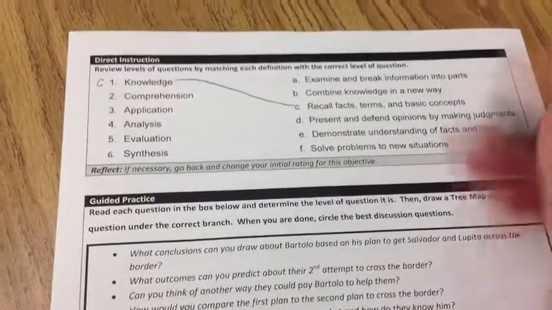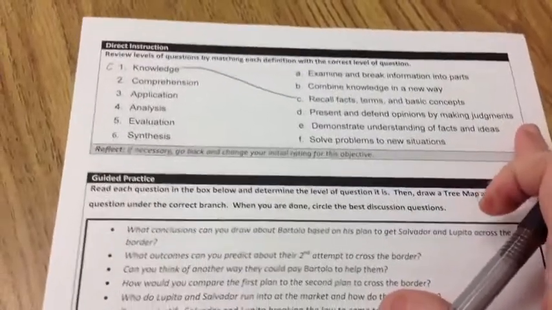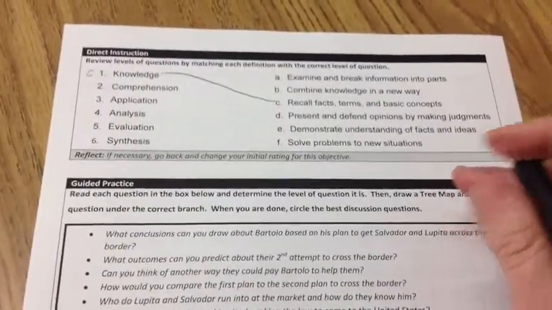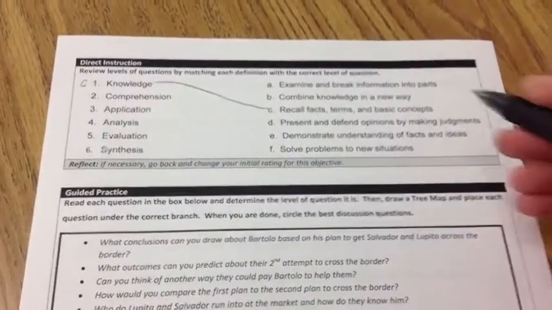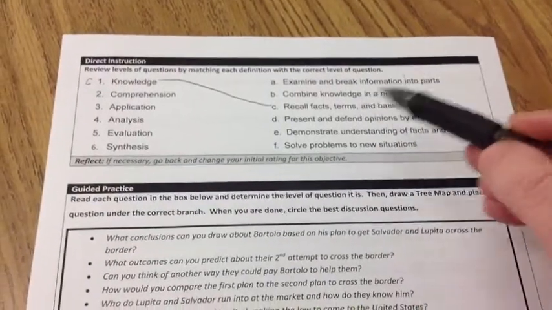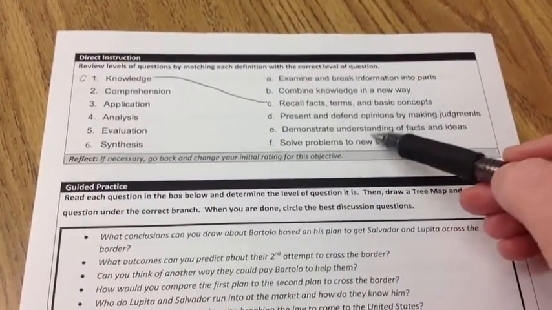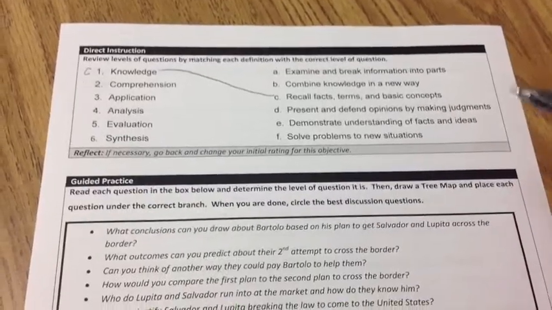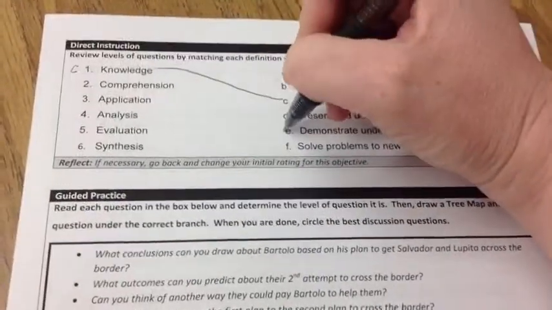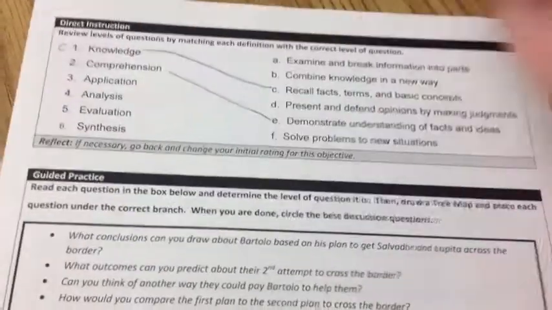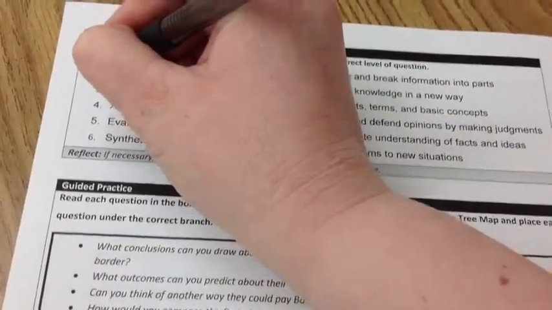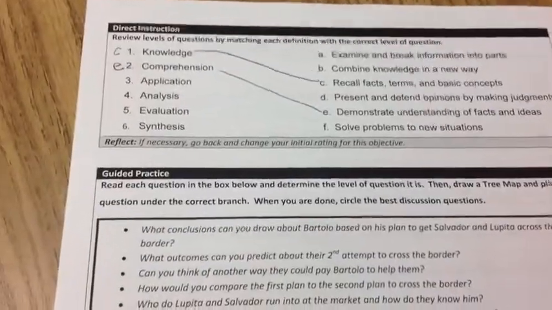Number 2, comprehension. Comprehension is making sure that we understand what we're reading. So I'm going to look for anything that talks about understanding. And look, right here, E says demonstrate understanding of facts and ideas. E is the correct definition for comprehension. So I'm going to go ahead and match it and write E next to 2.